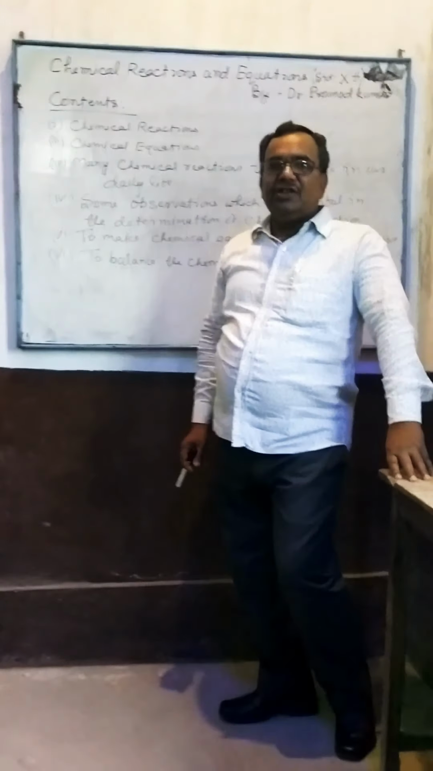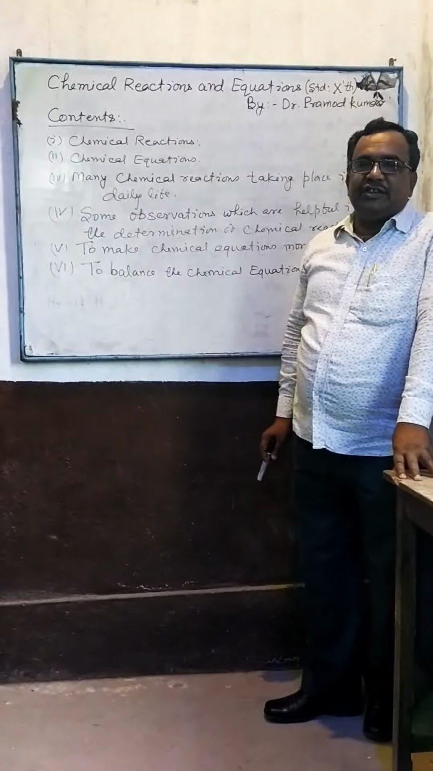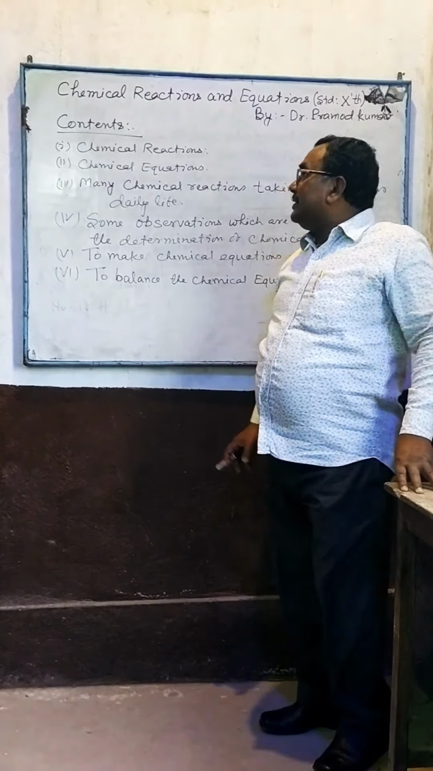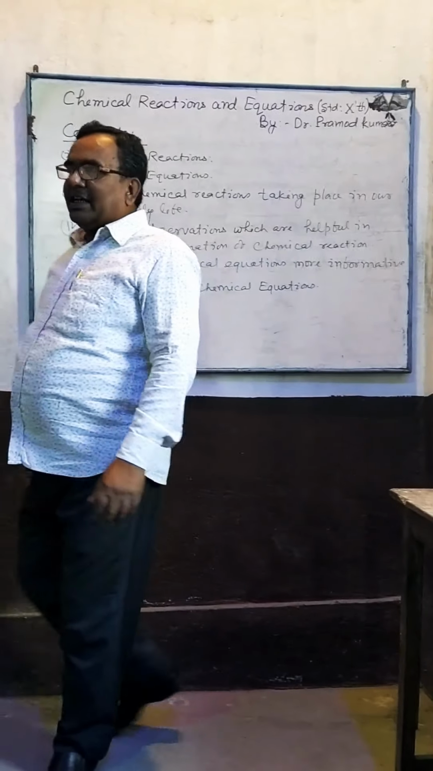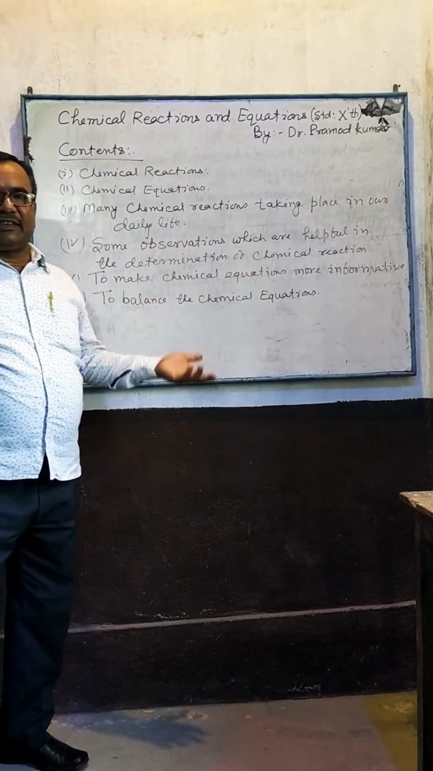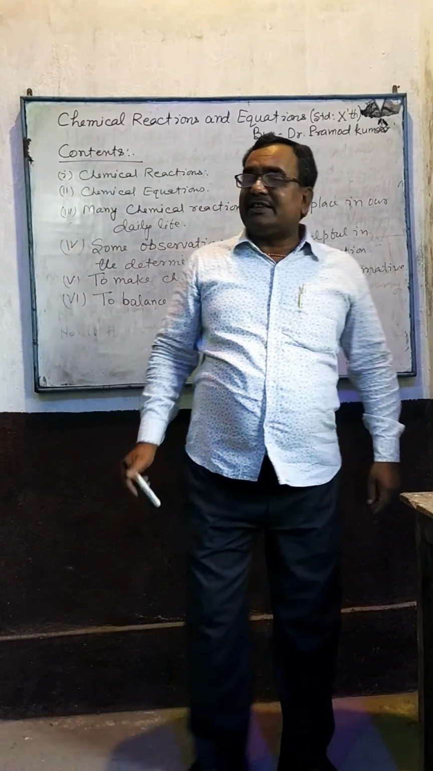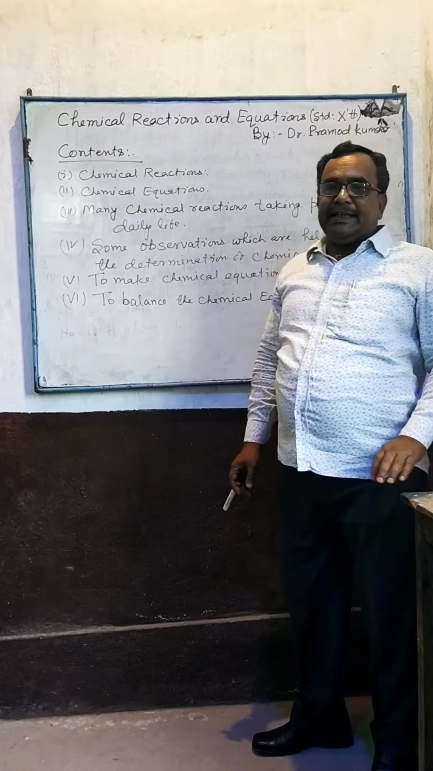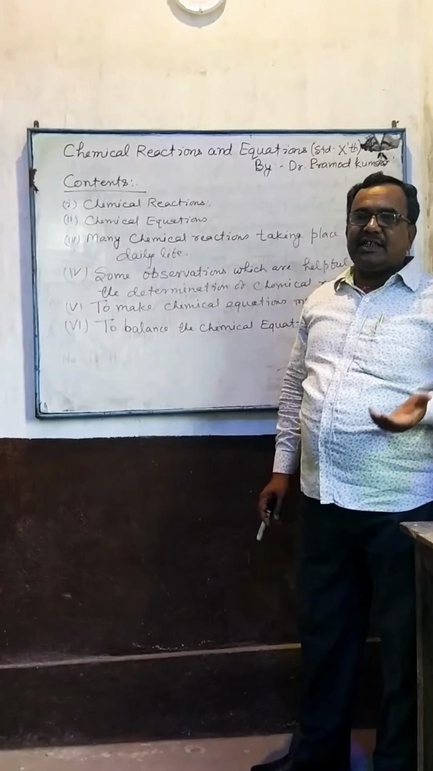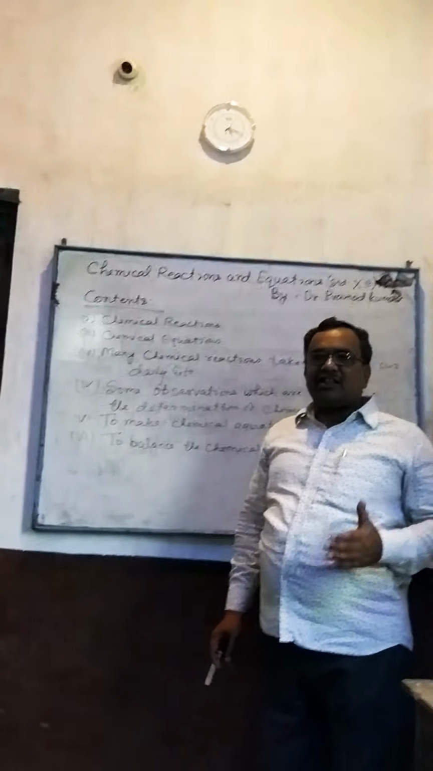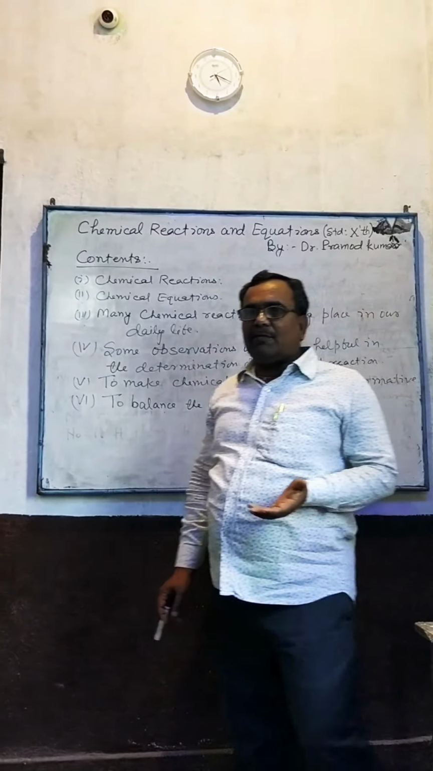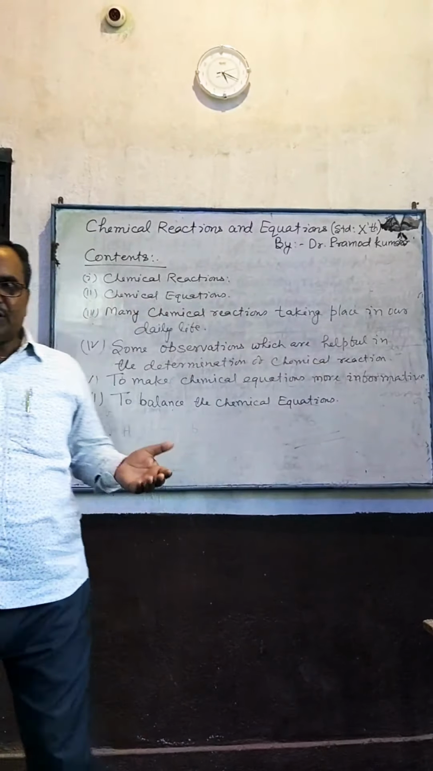Dear students, today we are going to study chemistry of 10th class. In chemistry, there are 5 chapters we have to study in 10th class. First chapter is chemical reactions and chemical equations. Next chapter is acid, base and salt. Third chapter is metals and non-metals. Fourth chapter is carbon and its compounds. And last chapter, classification of elements, periodic classification.